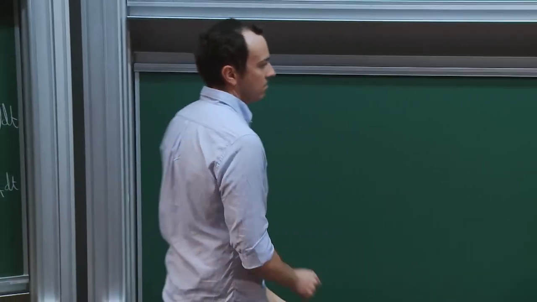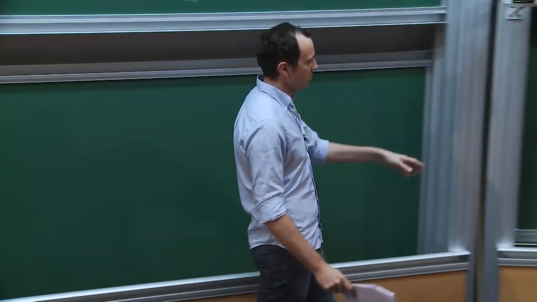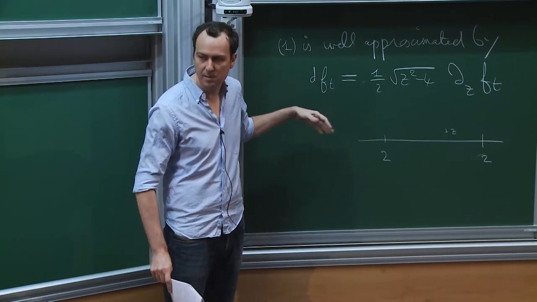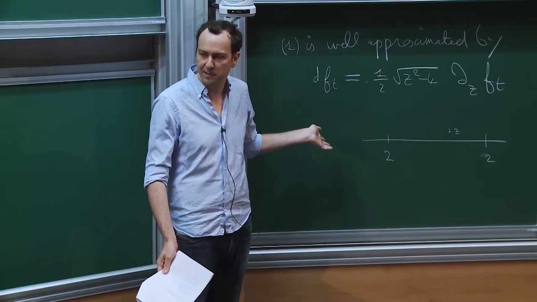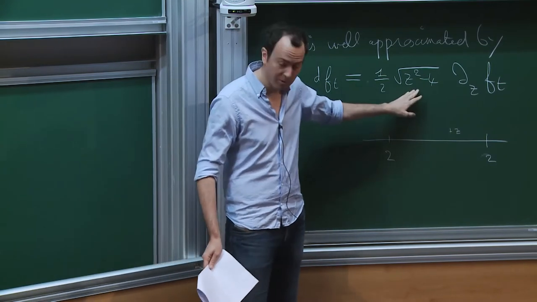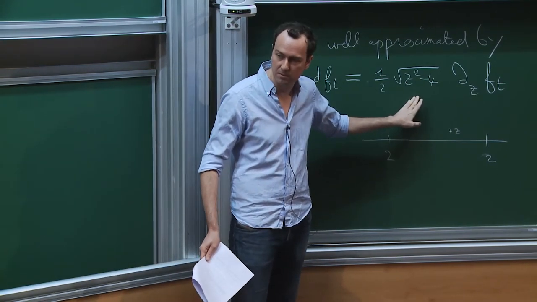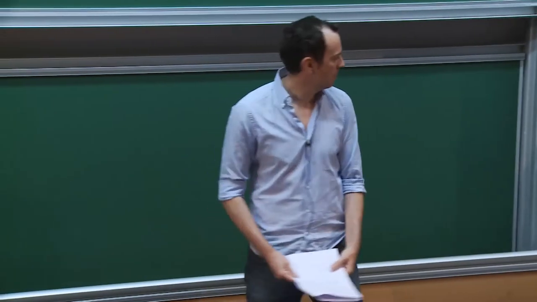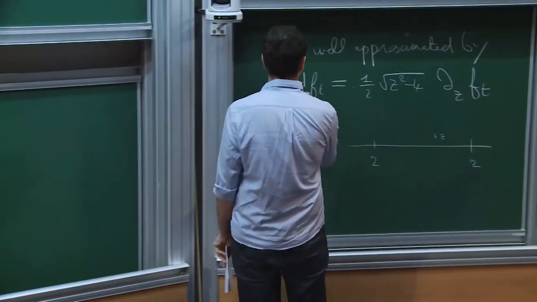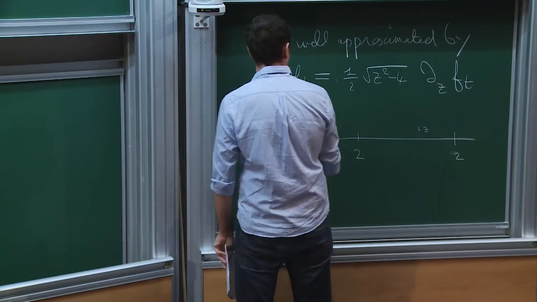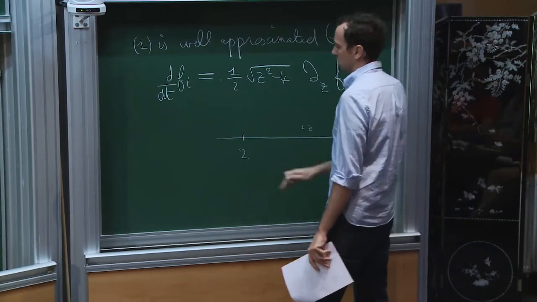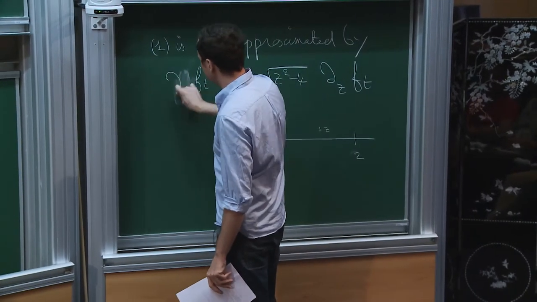But it happens that this equation can be solved exactly, because this type of advection equation is solved by the method of characteristics. For this factor here, there is an explicit formula for the characteristics. There's no dt, the derivative in time of ft is equal to this. Dt. Thank you.